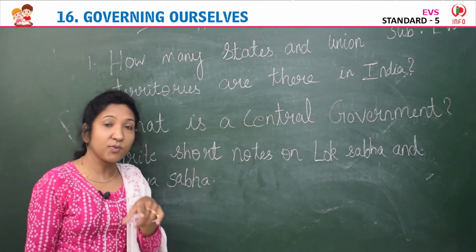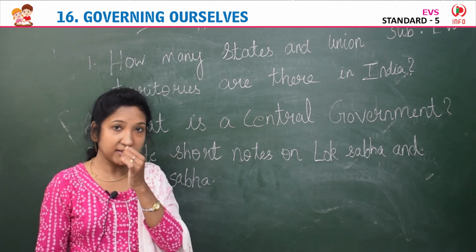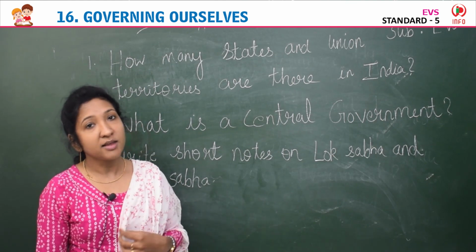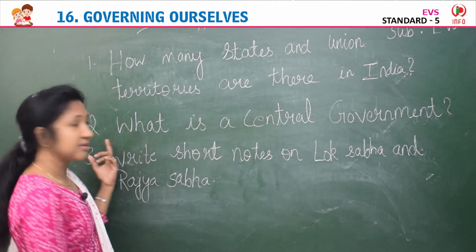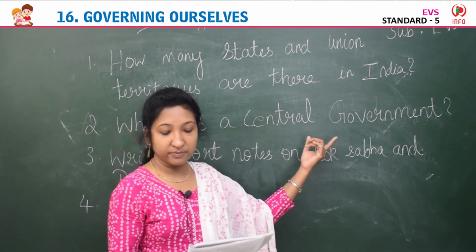It has been given in the first page of the lesson, at the beginning of the lesson. India has 28 states and 8 union territories. Next, the second question is: what is a central government?